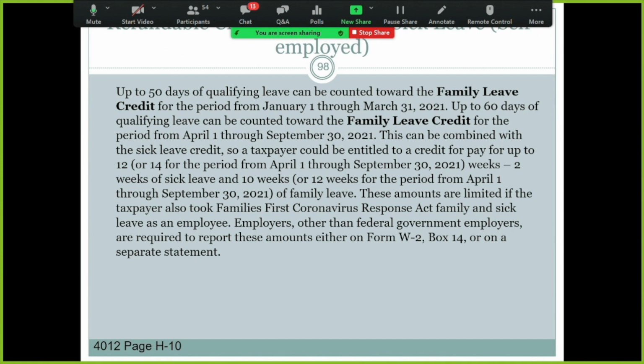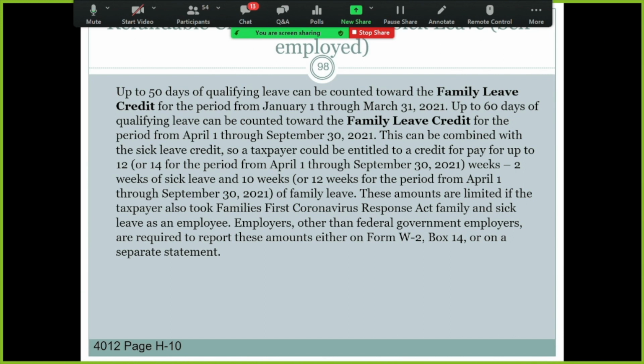So there's a little more verbiage here that you're able to go back and look at on page 40, in the 4012, page 810. It tells us the max number of days that can be used to calculate the family leave credit. They do have parts of the year broken down. So you can see January 1st through March 31st, it's up to 50 days. And then up to 60 days for April 1st to September 30th.